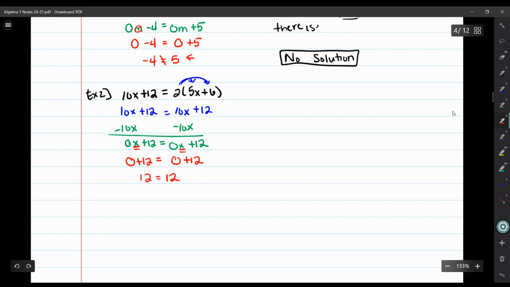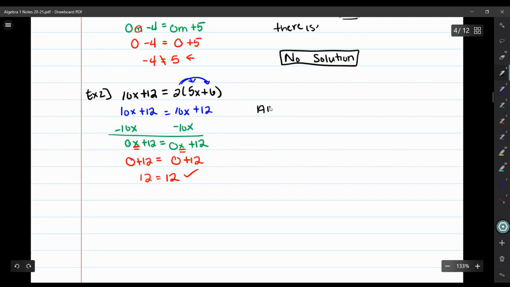So the same kind of thing happened. Our variables simplified to a 0, so they become basically meaningless, and we end up with 12 equals 12. The difference now is 12 does in fact equal 12. That is a true statement. So we have a separate case.